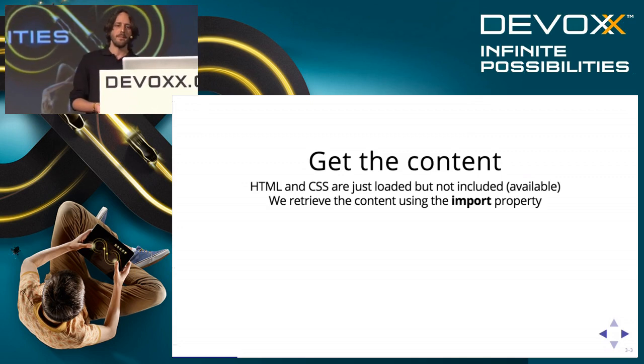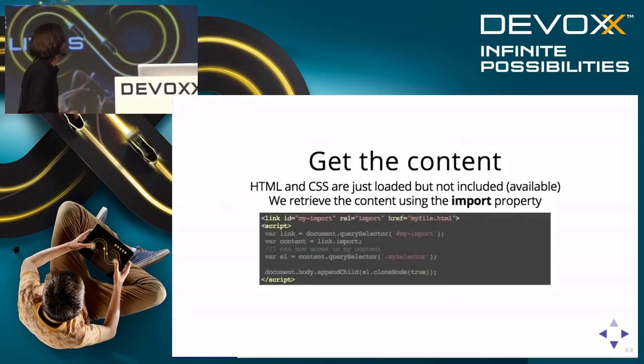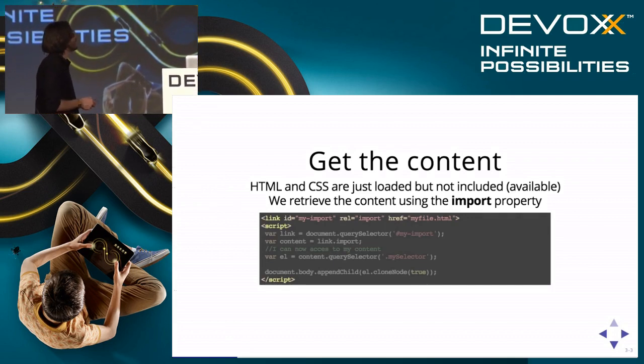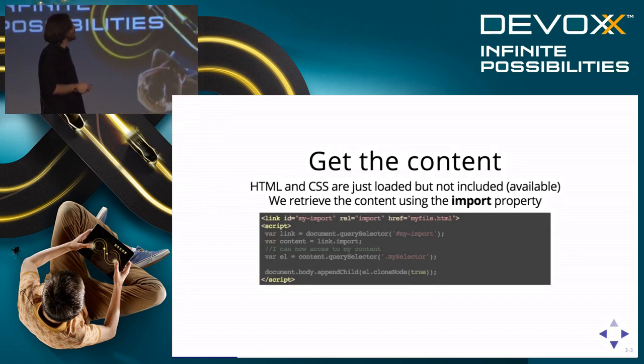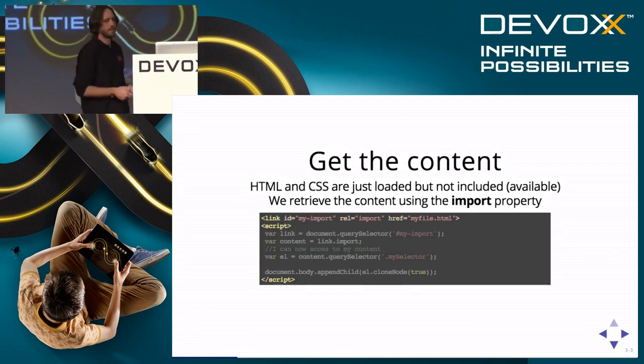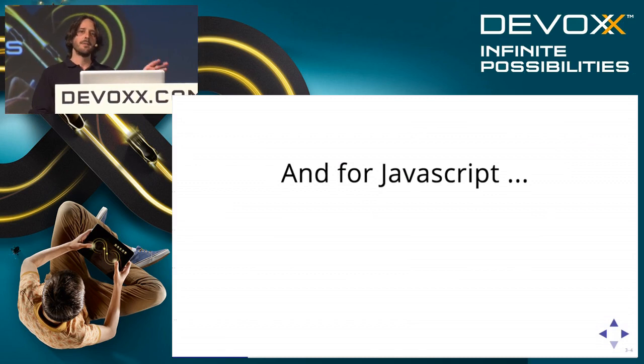And to retrieve them, you have to use the import property. So here's a little example. You see I have my link tag here, where I make a reference to this file. And with JavaScript, I have to retrieve this link. I can access the content with the import property, and then I can pick which element I want, and I can append it in my page. So, this is for HTML and CSS.